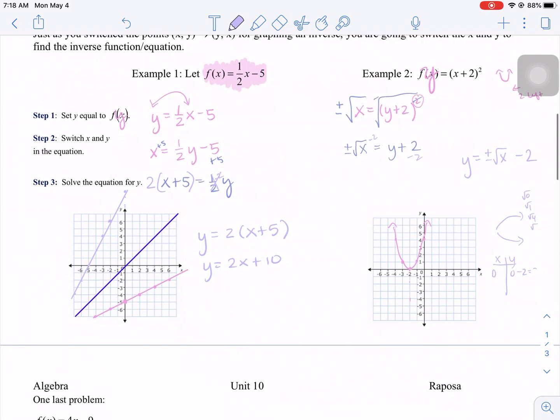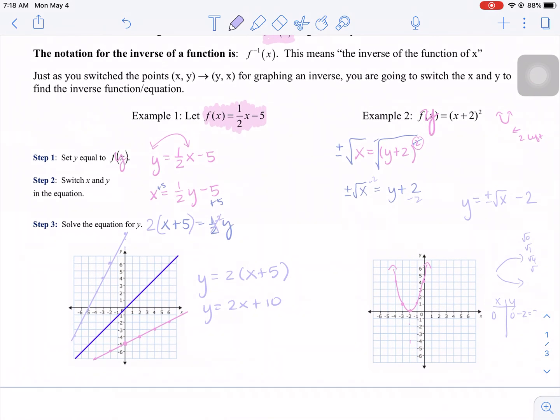And I keep getting scrolled up to the top. Sorry, girls.